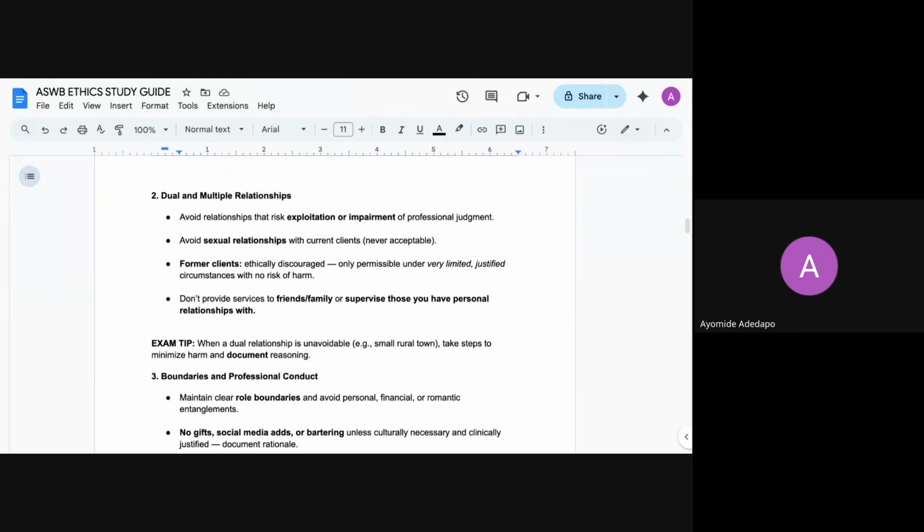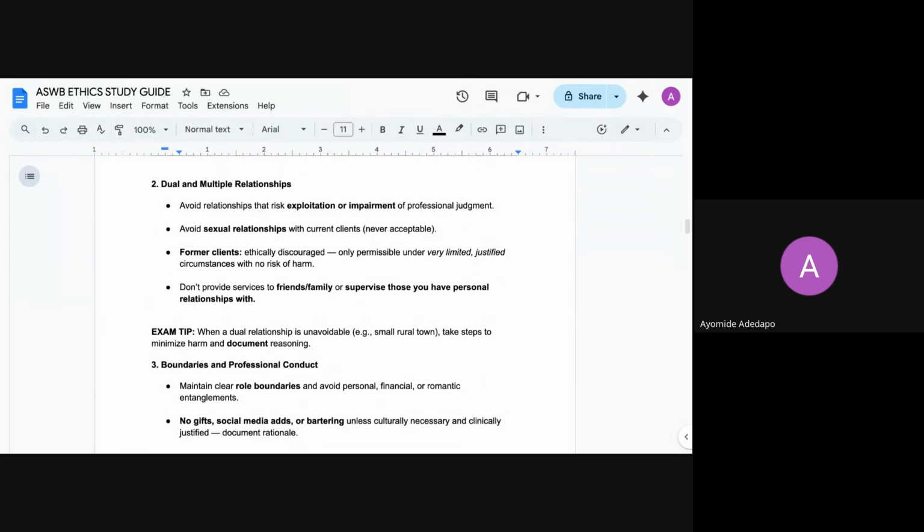So next we have dual relationships. I want y'all to remember, we want to avoid dual relationships at all costs. Avoiding dual relationships helps us reduce the risk of exploitation or impairment of our professional judgment. It is hard to be impartial. It is hard to be unbiased when you have a dual relationship with someone, right?